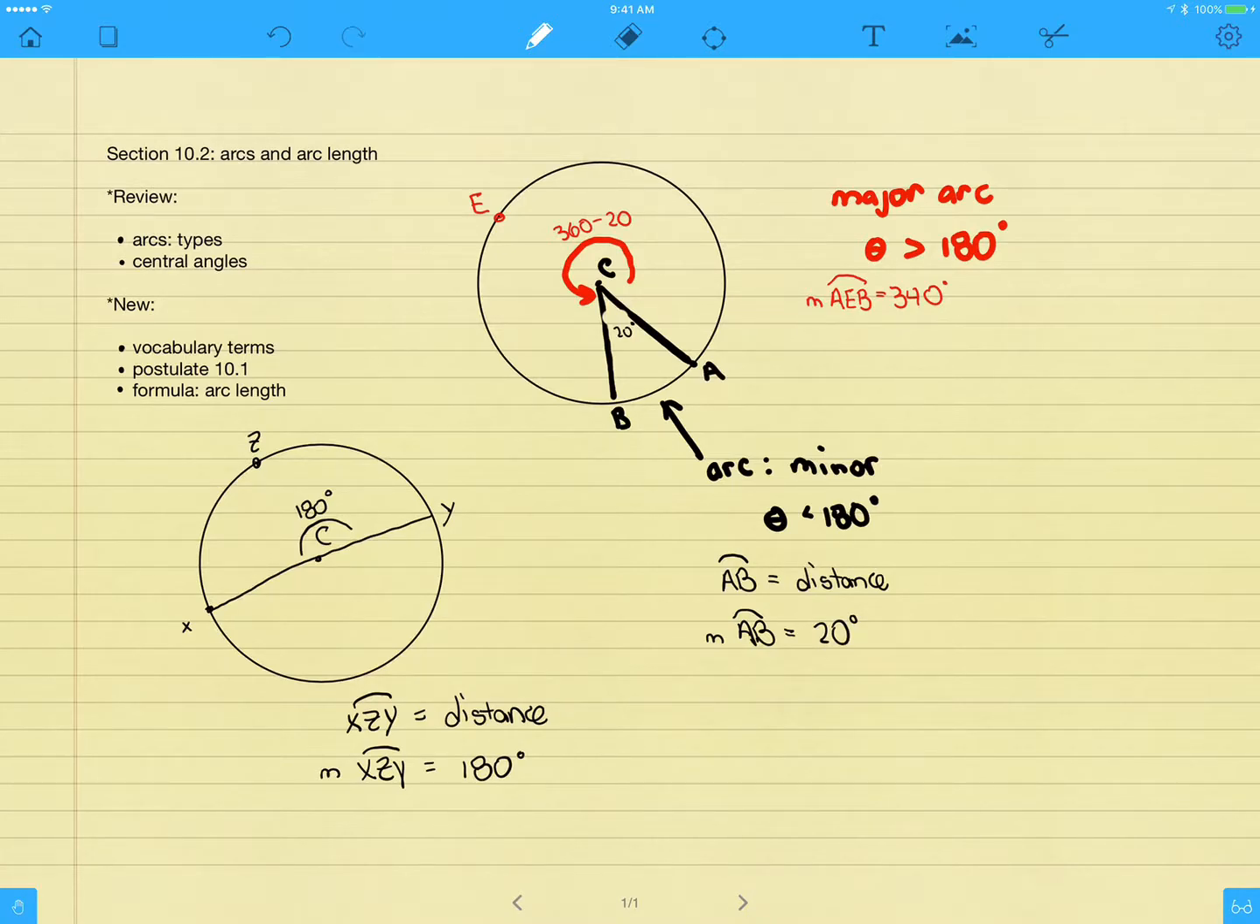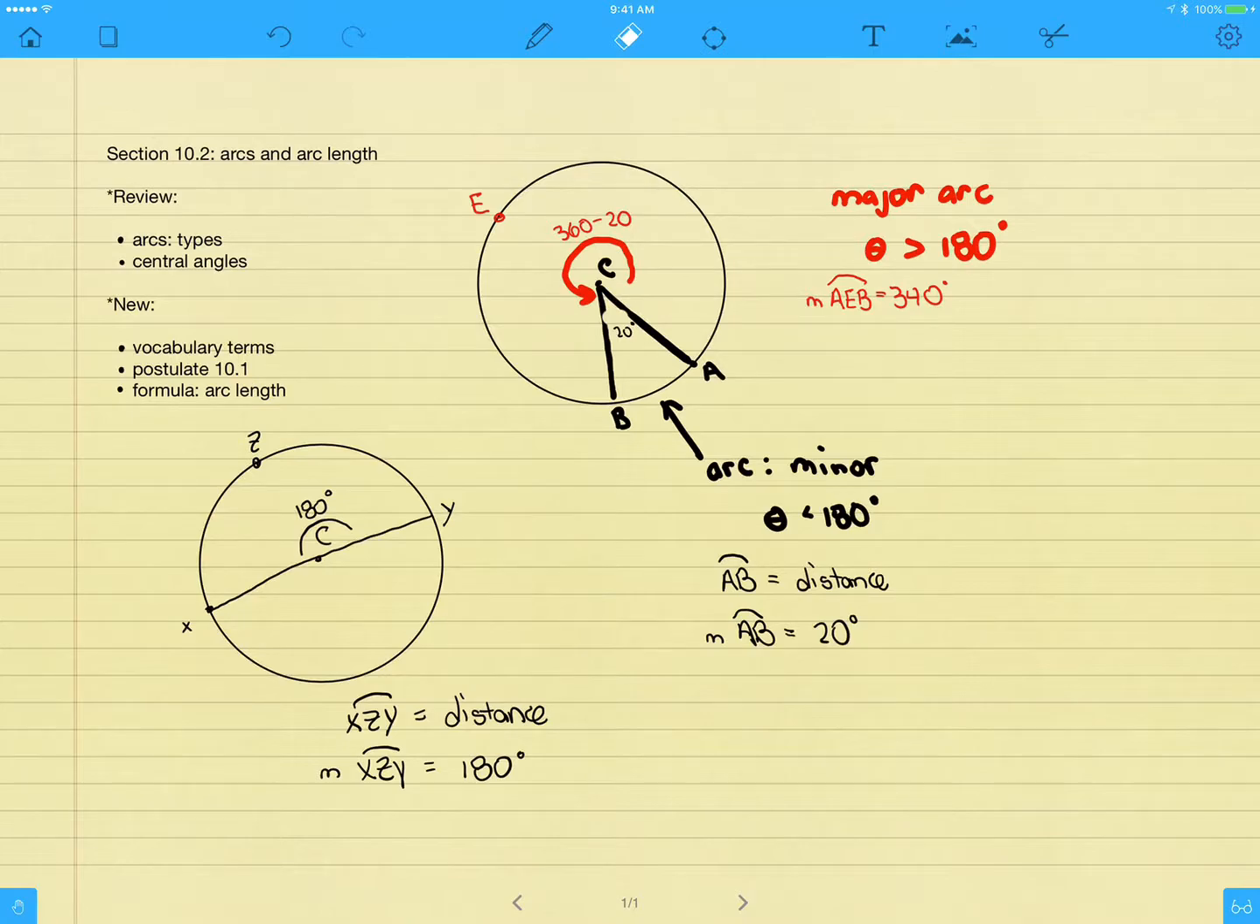Two arcs could be exactly congruent to each other if and only if their central angles are congruent. So that's how central angles work. Now, the big thing today, we need to discuss the vocabulary terms, the new terms that apply to this material that we've been discussing. So hopefully you can follow along there.